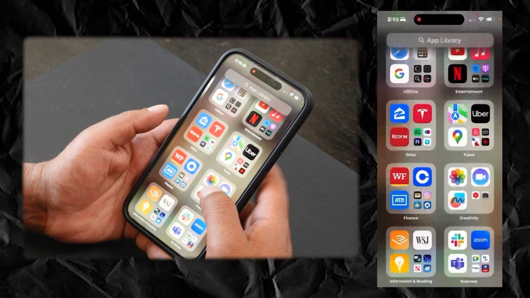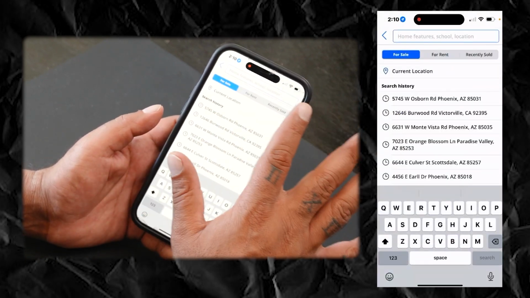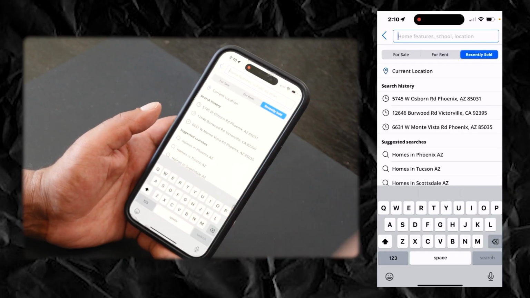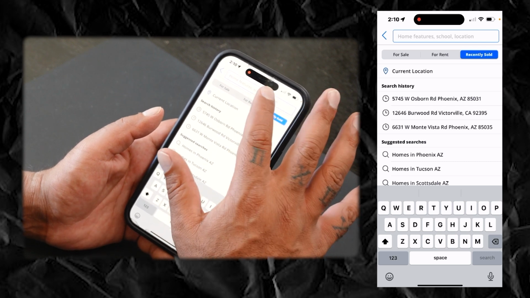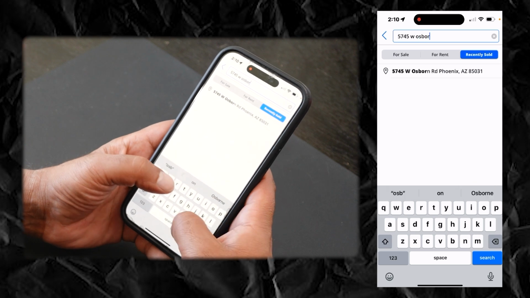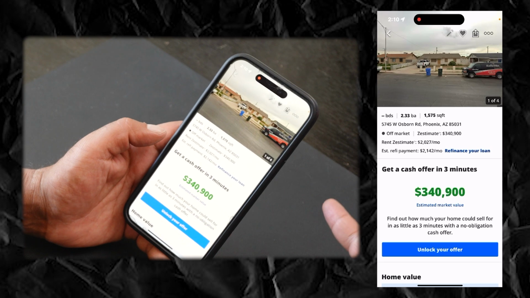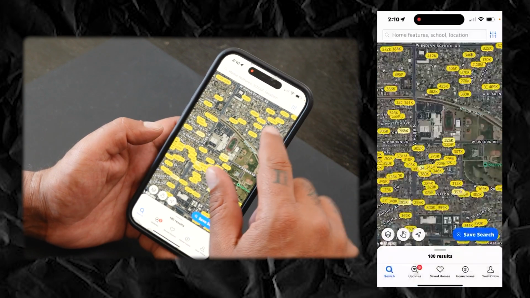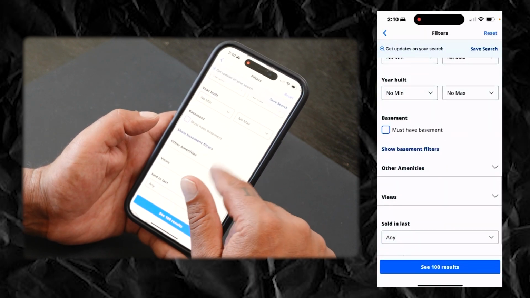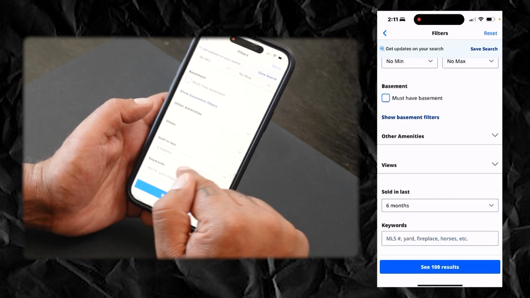First one. All right, so we're gonna go to the Zillow app. Amazing. First things first, I wanna make sure that I go to recently sold. Okay, so this is gonna give me recently solds, which we need to see. And then I'm gonna enter in my property. So first property is 5745 West Osborne in Phoenix, Arizona. Now remember, step one, we want to make sure that we're looking at comps within 6 months, right? So I'm going to go right here, and I got this awesome filter, sold in last, and I can move that to 6 months. Boom.